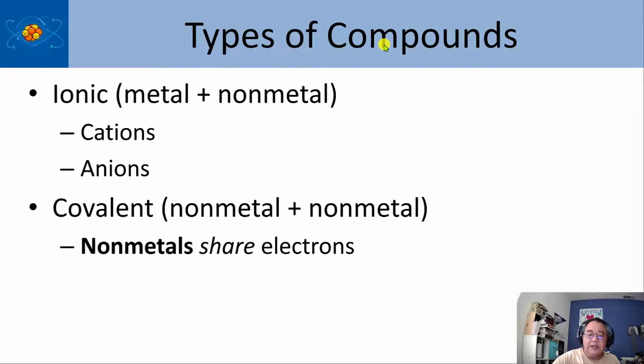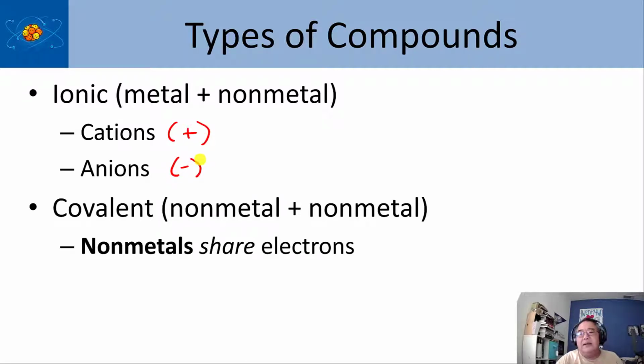There are really only two types of compounds. So compounds are either classified as ionic or they're classified as covalent. Now, in ionic compounds, like the name says, it's made up of ions, and ions fall in two categories. They're either positive ions, which are the cations, or the negative ions, which are the anions.